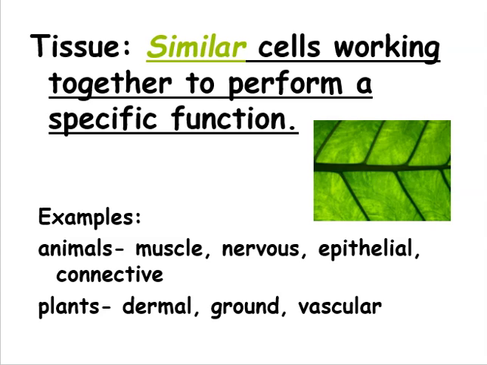The next thing is tissue. Tissue is similar cells working together to perform a specific function. Examples of animal tissue would be muscle, nervous, epithelial, and connective. And in plants, you have what's called dermal, ground, and vascular. Those are the examples of different plant tissue.